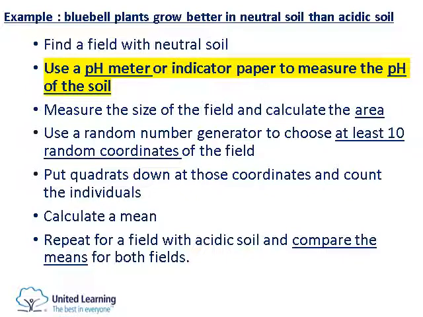Then I compare the means. So I'd use my pH meter, I'd look for a lower pH, I'd repeat it, and I'd compare my results. If we think that bluebell plants grow better in neutral soil, you'd expect to find a higher mean number of bluebell plants in the first neutral field compared to the more acidic one. So just to conclude, when you're testing a hypothesis, you just need to say how you're testing it in terms of the biotic or abiotic factor.